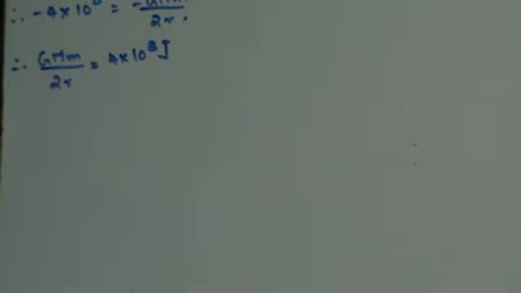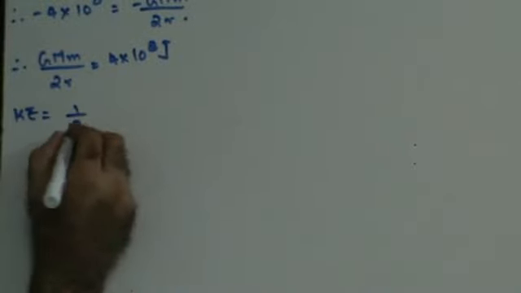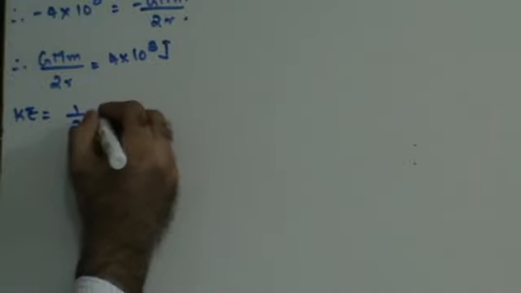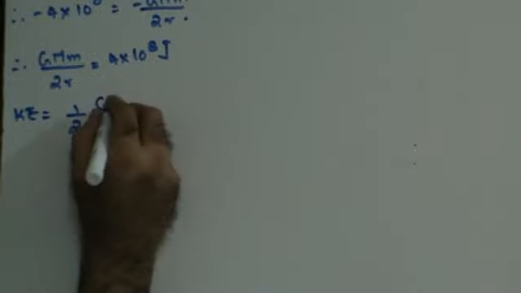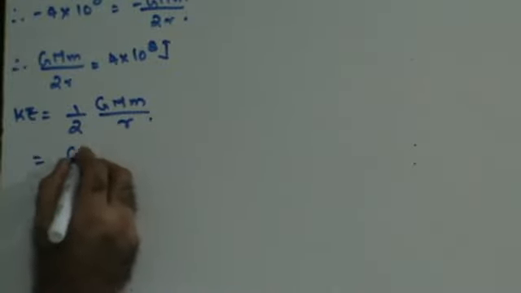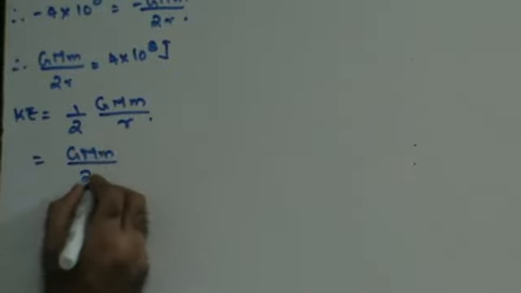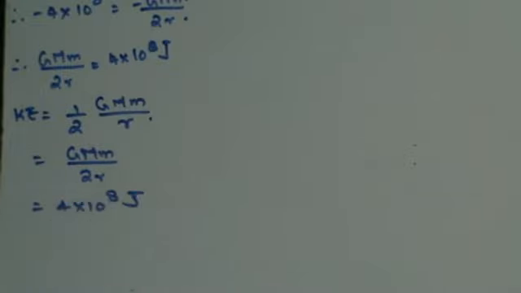Right? Now, once I have this, kinetic energy, guys, is given by the formula half GMm upon R, which is same as GMm upon 2R. Hence I can say kinetic energy is 4 into 10 raised to 8 joules.